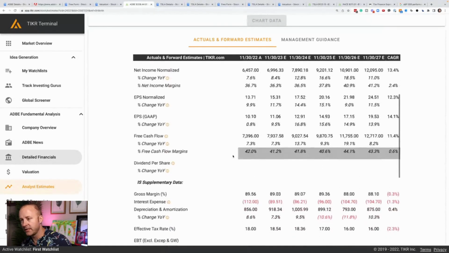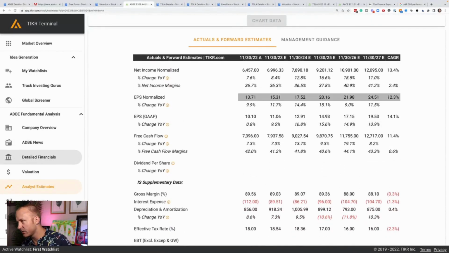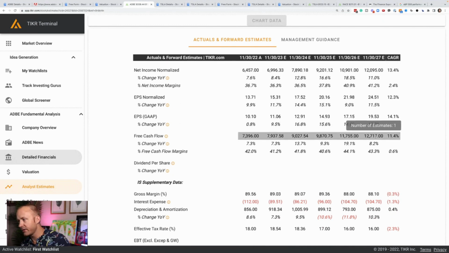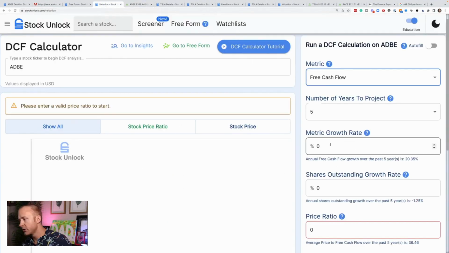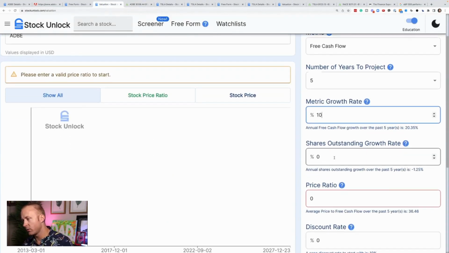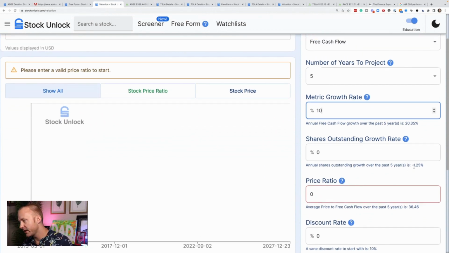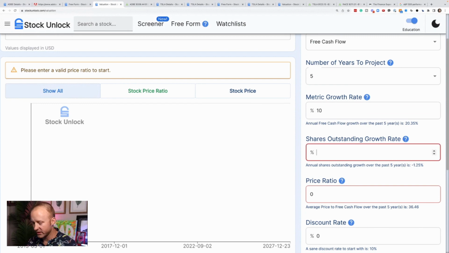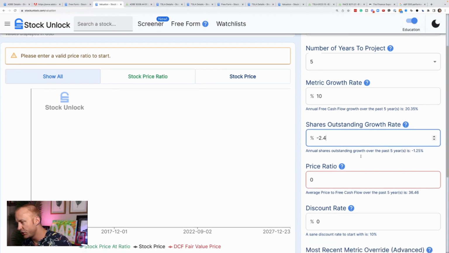And so if we jump over to Ticker, which has analyst expectations out to 2027, it's expected a compound annual growth rate of 11.4%. So we'll use just a round number. We'll go a little conservative. We'll go 10%. We see that they've dropped shares by 1.25% per year. I think they might be more aggressive than that. So we'll do minus 2%.